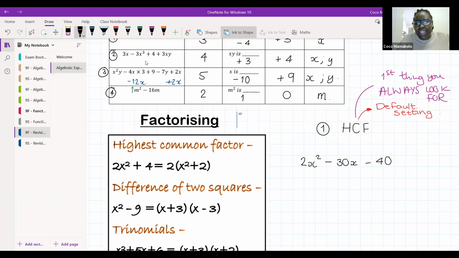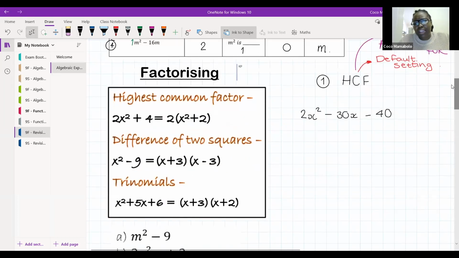What would my HCF be over here? What is my highest common factor that all of these things have in common? Good, Bunke, that's it. The first thing we would have to do is first take out a highest common factor of 2. And then we divide everything by 2. So you get x squared minus 15x minus 20.